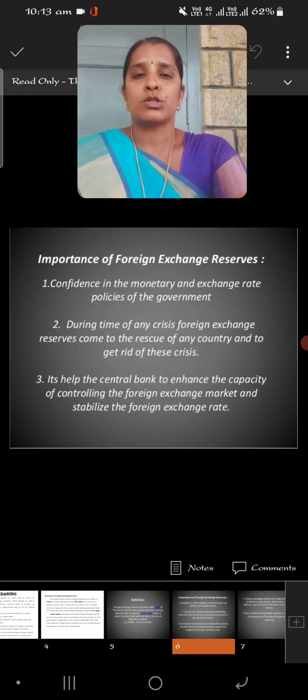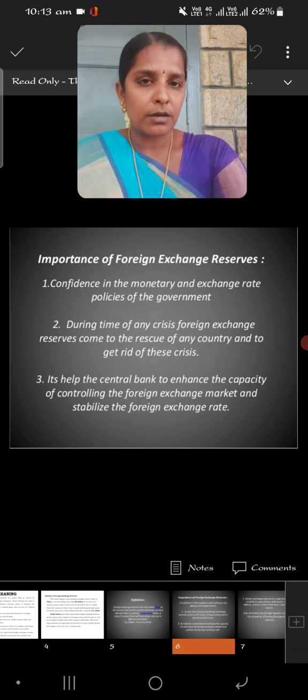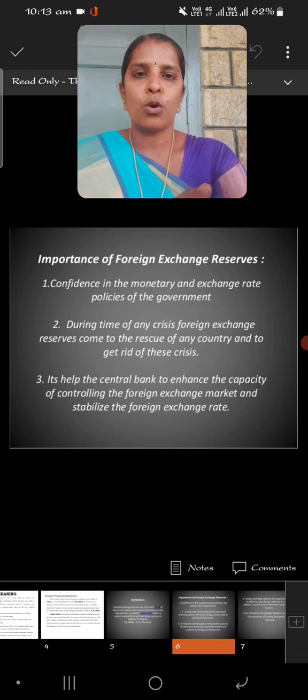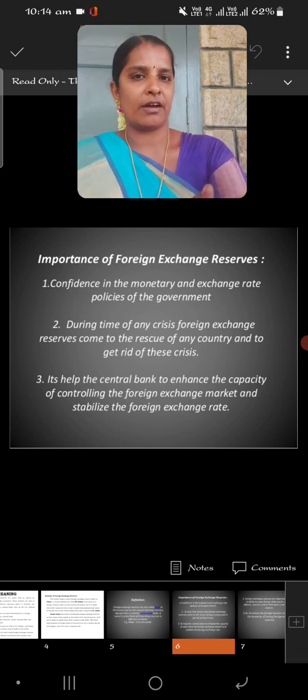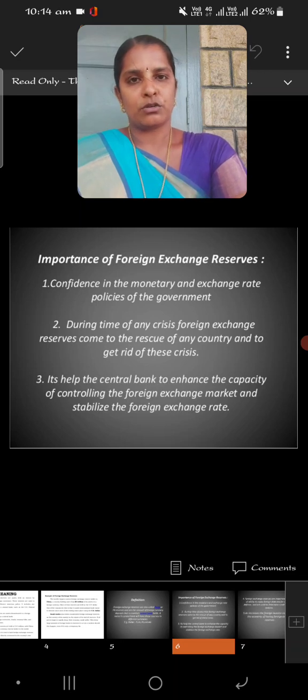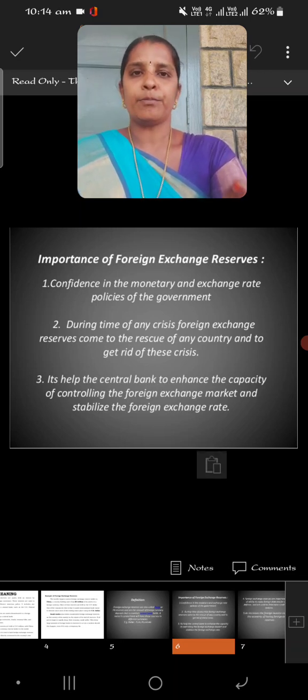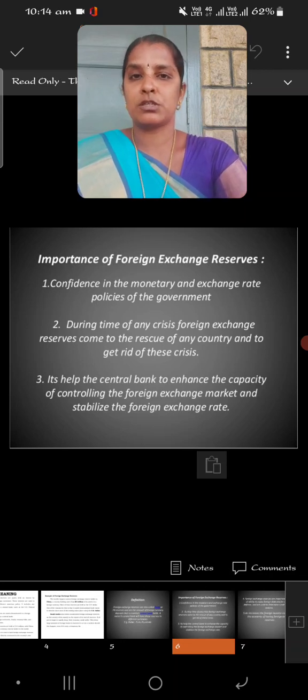What is the importance? Why do we need to learn about foreign exchange reserves? Why do we need foreign exchange reserves? Because first we have to develop our economy to achieve economic growth. Now we are in a developing position, while America and China have already developed. Such a country is said to have attained economic growth. There are several importances of foreign exchange reserves.